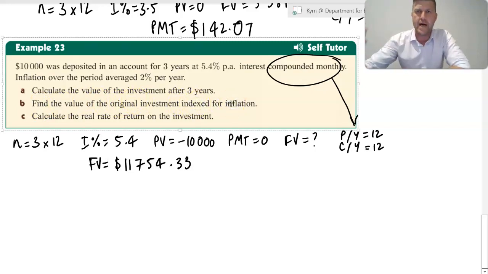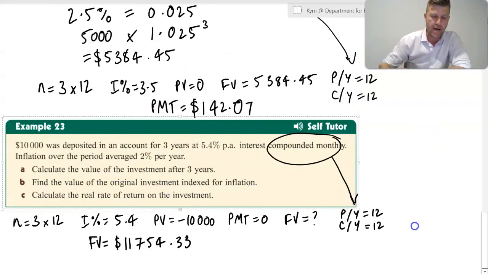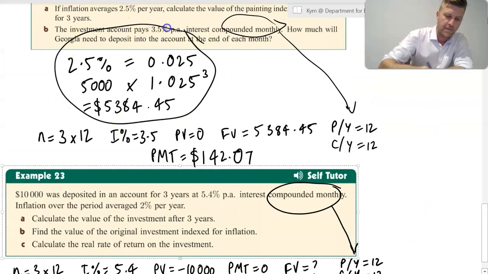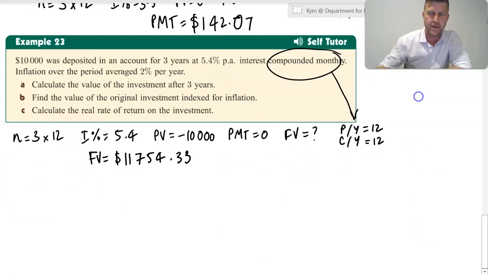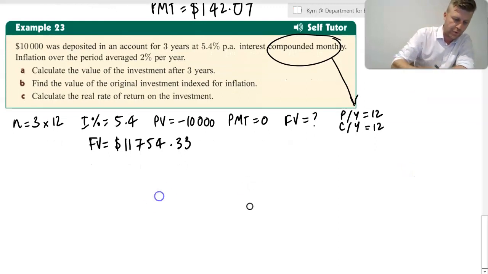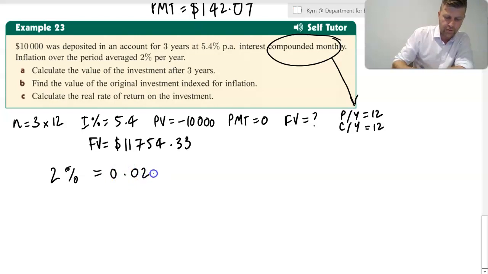So we're going to adjust that original $10,000 and index it for the inflation of 2% per year for 3 years. Okay, so similar to what we did up here. First of all, we're going to convert that 2% to a decimal. So 2% becomes 0.02.